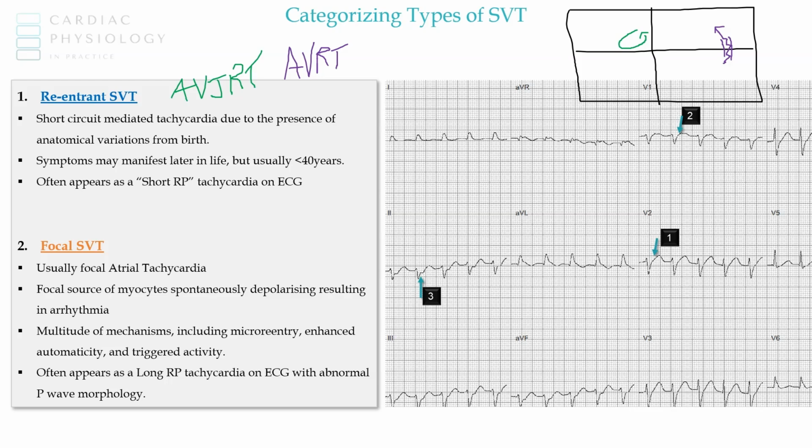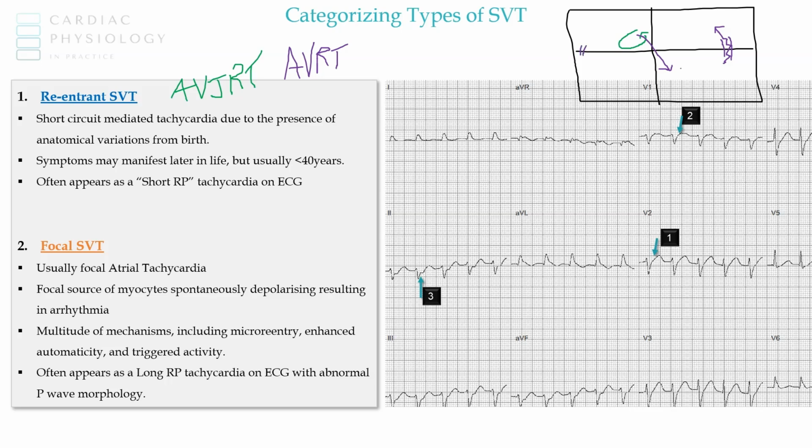So usually the AV node and the His-Purkinje system is the only spot where conduction can occur from the atria to the ventricles, or from the ventricles to the atria. But some patients are born with an anatomical variation where there's an additional or accessory pathway of conduction. And these are known as accessory pathways because they're an additional pathway of conduction other than the AV node that crosses the annuli. And they can occur anywhere along the annulus. It can occur in the tricuspid annulus as well.